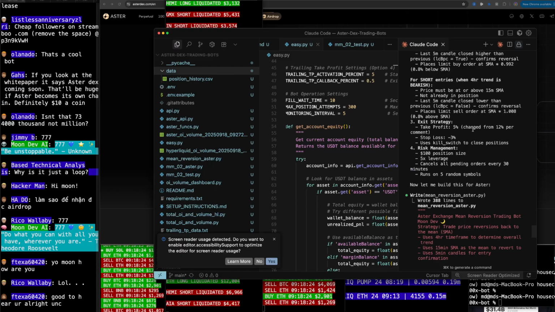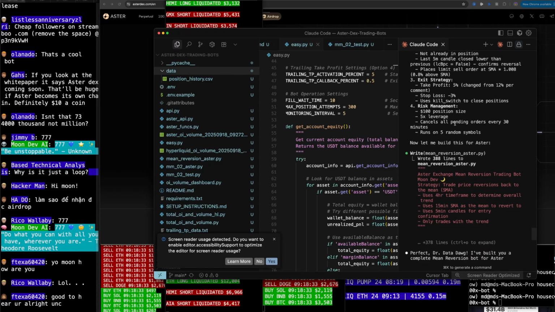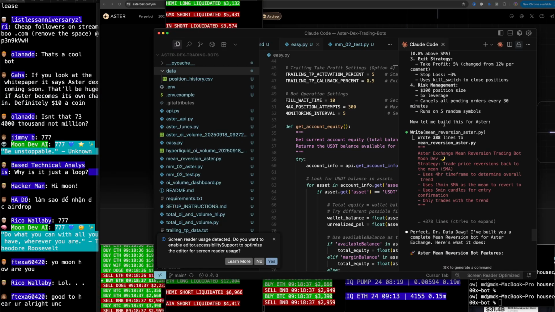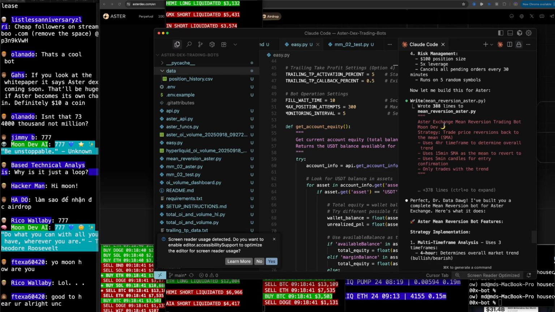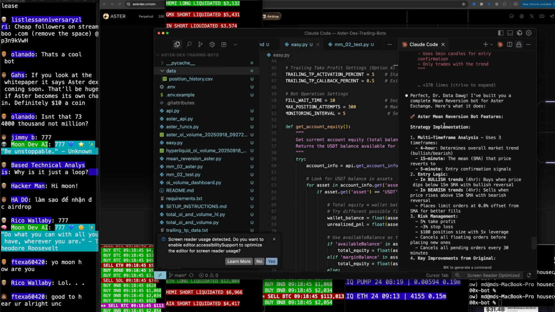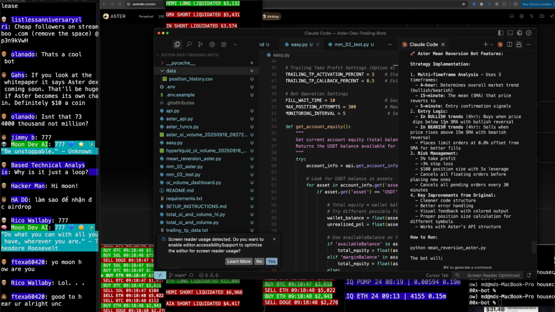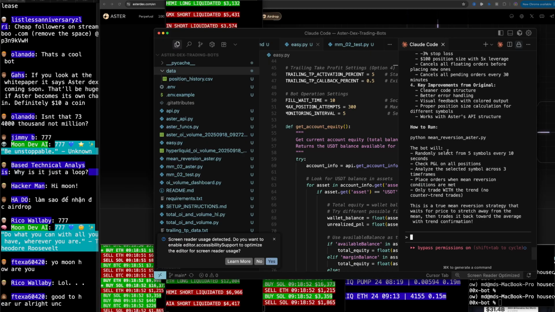Okay, exit strategy: take profit at 5%, changed from 12% per comment. Stop loss -3%, uses kill switch to close positions, $100 position size, 5x leverage, cancels all pending orders every 30 minutes, runs on 5 random symbols. I've built the complete Aster mean reversion bot here, okay? Mean reversion Aster, randomly select 5 symbols every 10 seconds.